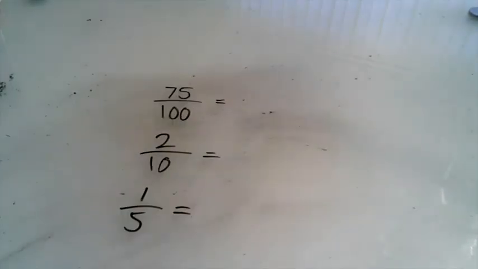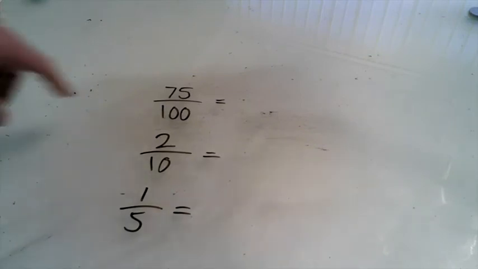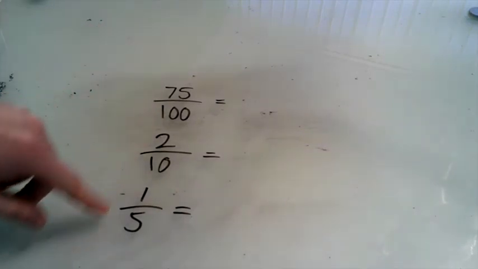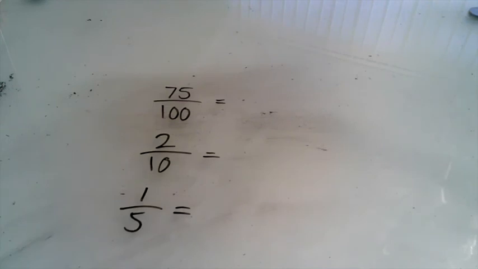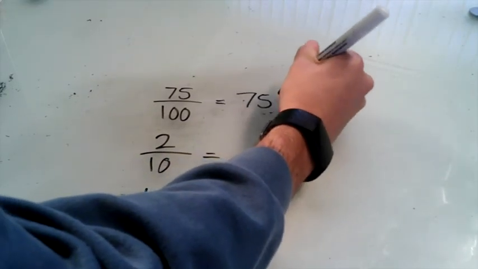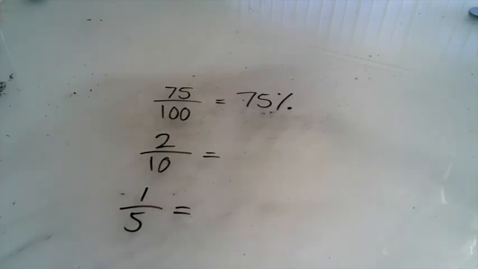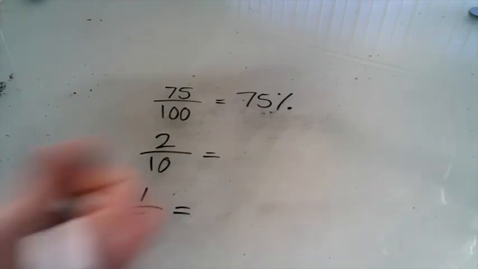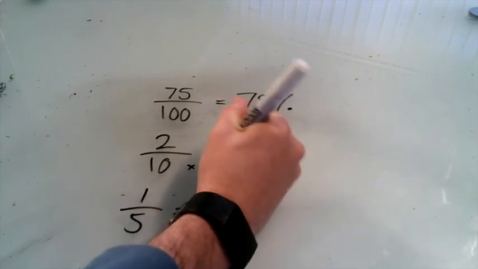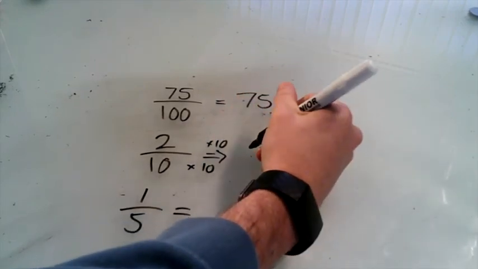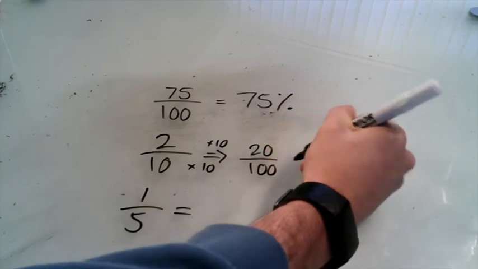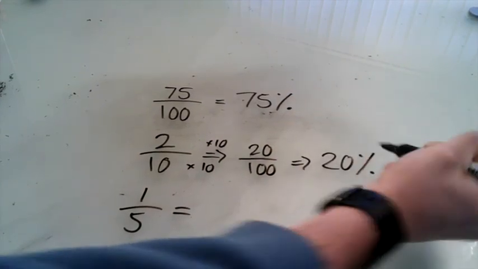So if we go working out these fractions into percentages. So we've got 75 over 100, 2 over 10, and 1 over 5. Remember, we want to try and get 100 on the bottom because percentage is out of 100. Have a look at the top one then. So we're already out of 100 because we've got 75 over 100. So we would just write 75%. The next one, we've got 2 over 10. So we want 100 on the bottom. So we want to times that by 10 and times that by 10. So you've got 20 over 100, which would be 20%.